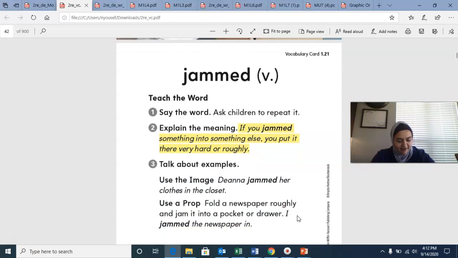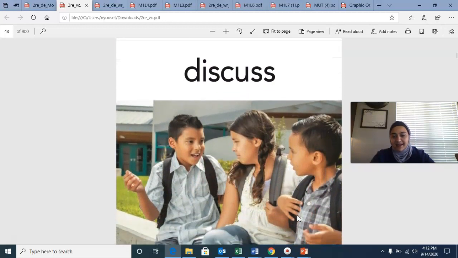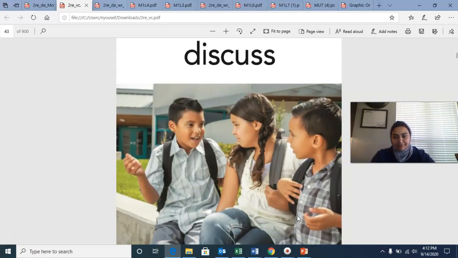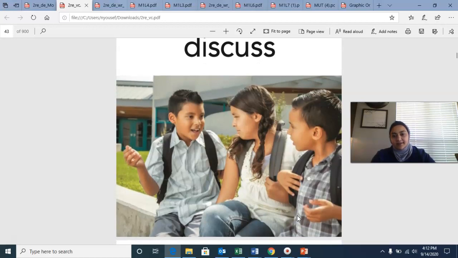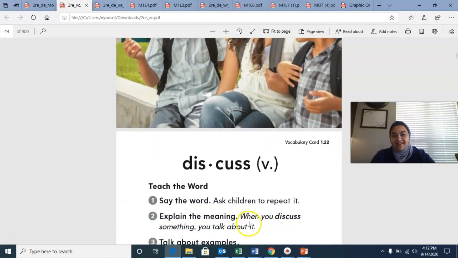All right, and our very last word is discuss. We discuss our vocabulary words before starting the lesson. In this picture, the kids look like they're discussing something. What is discuss? Well, they're talking, so maybe it means talking, right? Very good. When you discuss something, you talk about it. So when you're talking about something with somebody else, oh yeah, let's discuss what happened yesterday during recess.